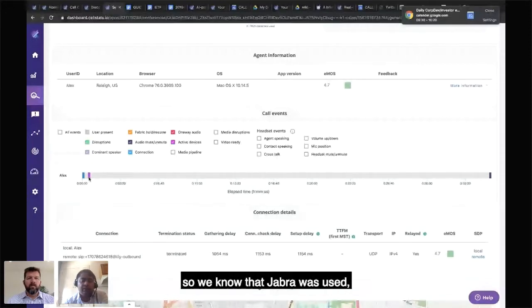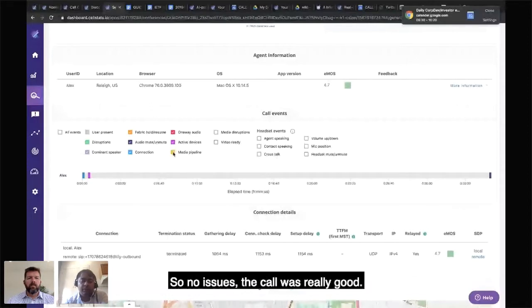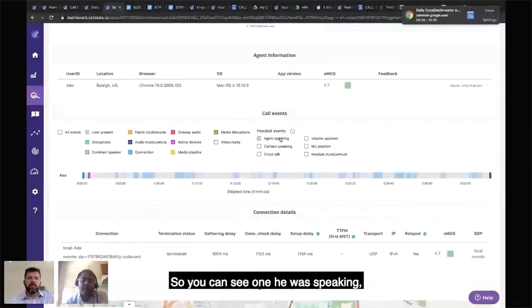So we know that Jabra was used. And you can see if there were any media pipeline issues. So no issues. The call was really good. No media disruptions. But then we want to know the speaking stats, like who was speaking when, so you can see when he was speaking.